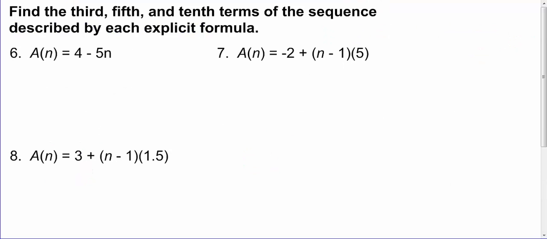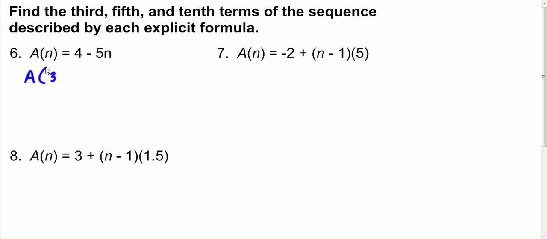Describe the 3rd, 5th, and 10th terms of the sequence described by each explicit formula. Now these are all explicit formulas. We'll look at the alternative here in a bit, but for right now we're looking at explicit formulas. And so if I want to find the 3rd term, all I have to do is this.